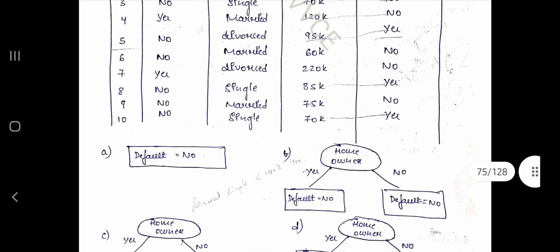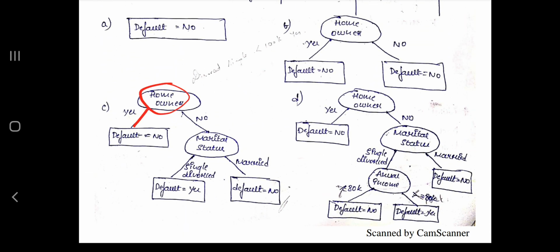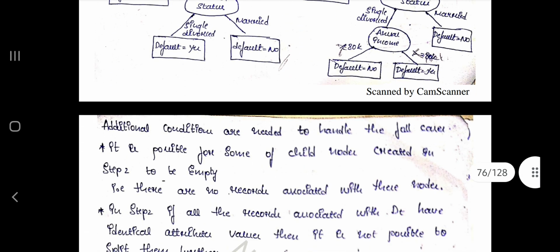The next parameter is marital status. If he is a homeowner, yes, then defaulted no. If it is no, then another parameter comes. Only whenever there is a no, the parameter will come. Marital status: single, divorced, yes; married, no. Then the next one is annual income for single, divorced: if it is greater than 80k, it is no. If it is less than 80k, it will be yes. Okay, so that's what is given here. I will be discussing this in a separate video. So for now, let's go to the next topic.